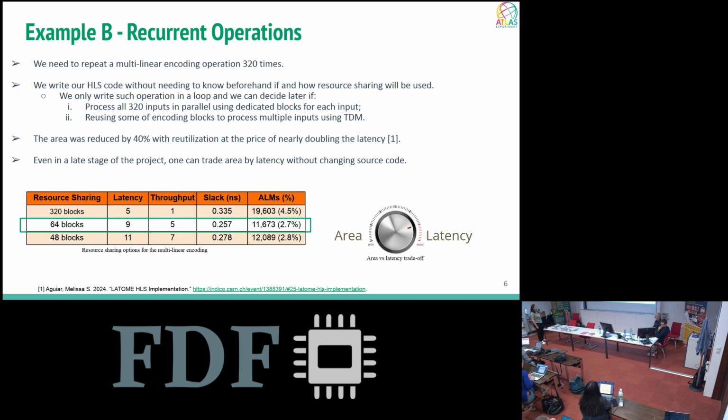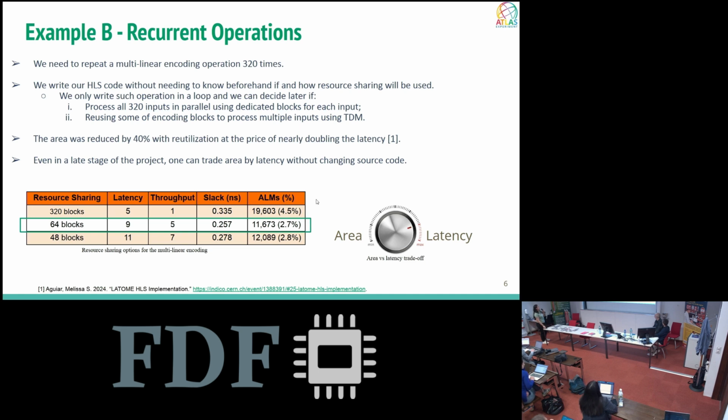So to implement this block, we created it using high-level synthesis as if we were to use all the design in parallel, like one block per input. And then after the implementation of one block, we could decide what kind of resource sharing to use. So we could use the high-level synthesis tool to decide, for example, not to use resource sharing, so 320 blocks, and the latency is 5, the area is 4.5% of the FPGA.